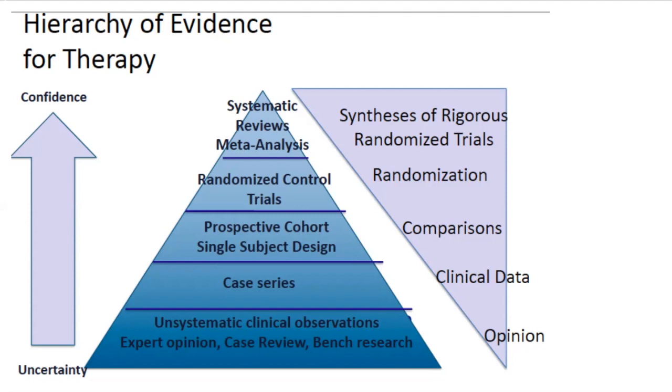And then there's case series, which is a little further down, which is a series of case studies, basically. And then there's unsystematic clinical observations or expert opinion or even case review or a case study. As you can see, the further down that triangle you go, the more uncertainty there is. The further up you go, the more confidence you have in the rigor of that evidence.